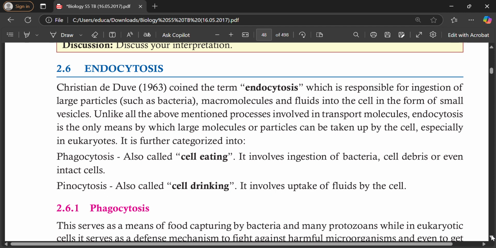Christian de Duve coined the term endocytosis, which is responsible for the ingestion of large particles such as bacteria, micromolecules, and fluids into the cell in the form of small vesicles. Unlike the above-mentioned processes involved in the transport of molecules, endocytosis is the only means by which large molecules or particles can be taken up by the cell, especially in eukaryotes.